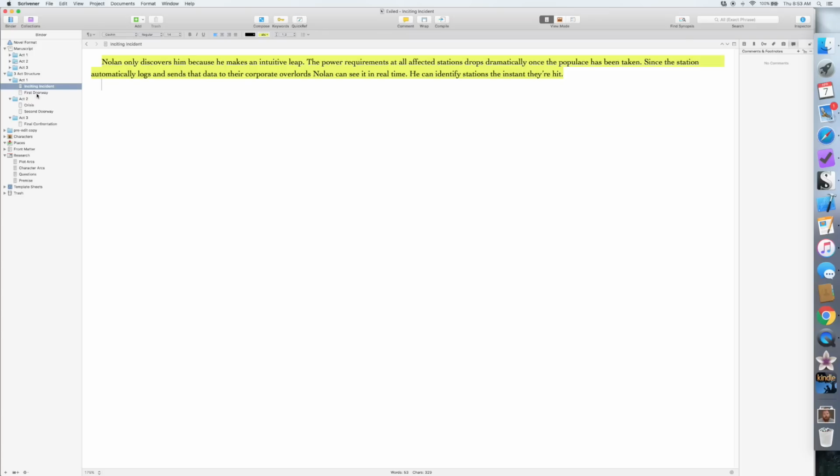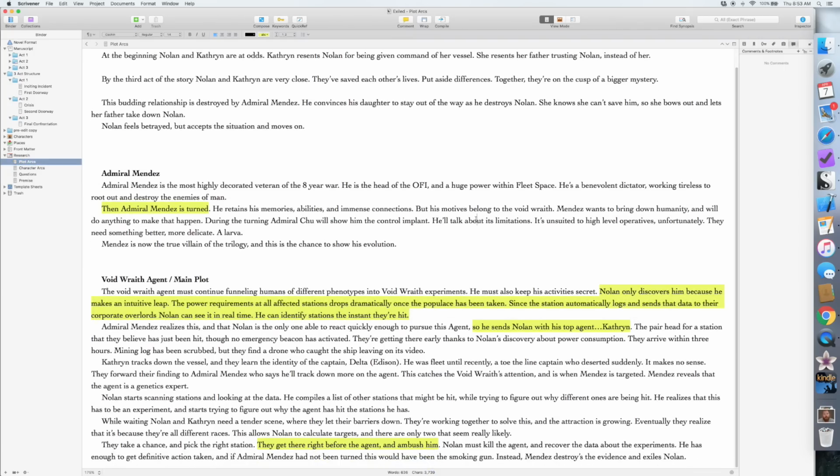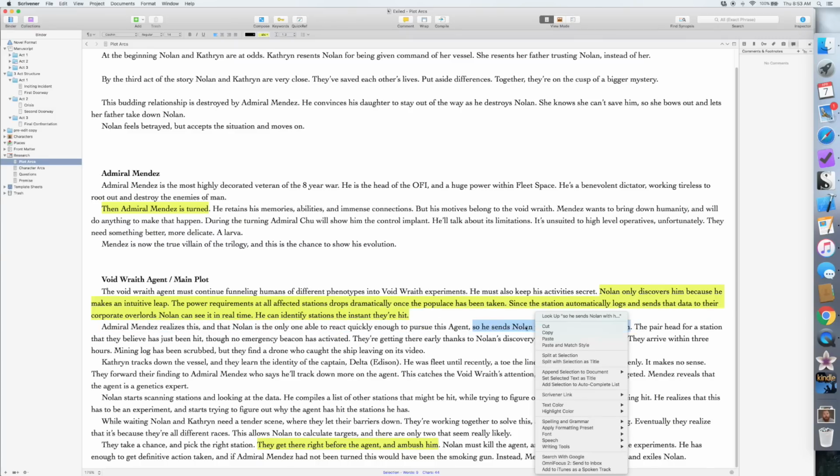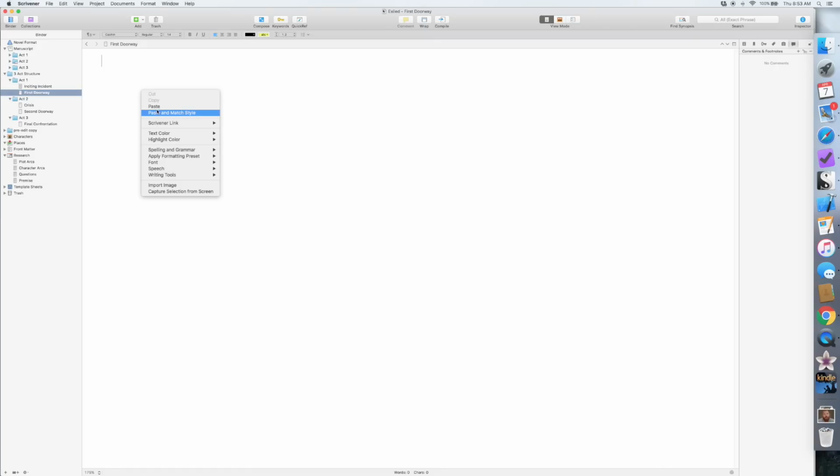Now we need to find our first doorway. So go back to our plot arcs. When is the story changed? When has Nolan accepted this quest and taken action to go solve it? When is he kind of locked in? And that is when the Admiral sends Nolan with his top agent. So he's leaving with Catherine. That's going to be our first doorway. Paste.